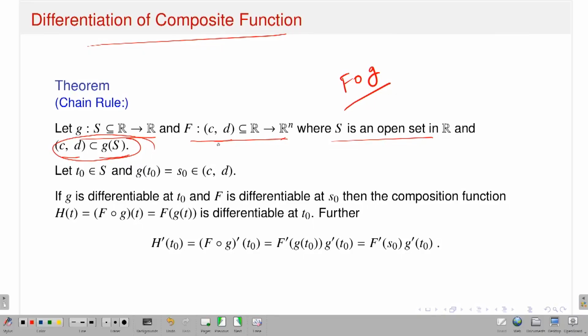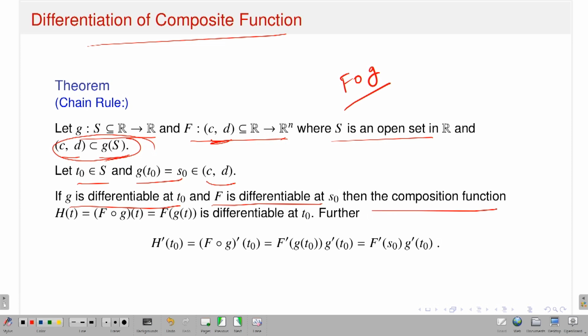That's what I needed. So this is the domain of capital F, the open interval (c, d), and this is the range. Once this makes sense, take t naught a point in S, and let g of t naught be s naught, which is a point in (c, d). Now look at the statement of the theorem. If small g is differentiable at the point t naught and capital F is differentiable at the point s naught, so these two things are there. I need the differentiability of small g at t naught, denote s naught as g of t naught, and the differentiability of capital F at the point s naught.